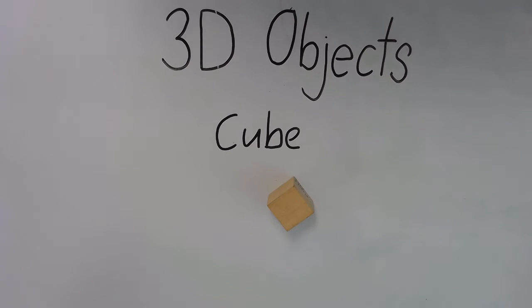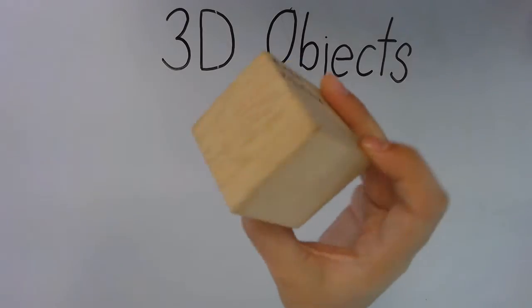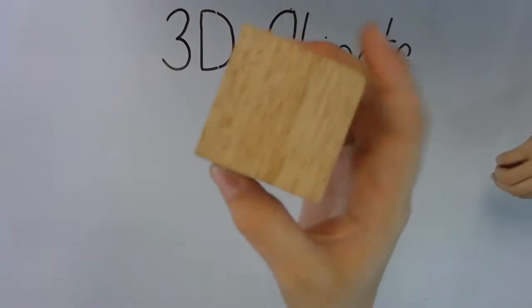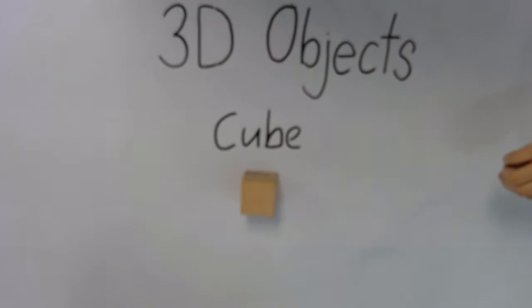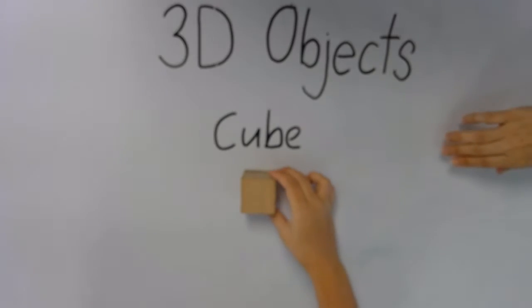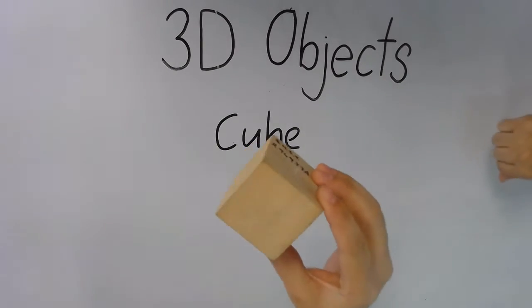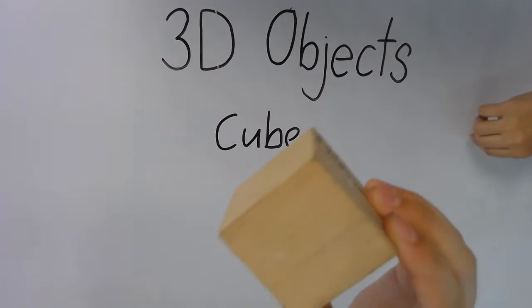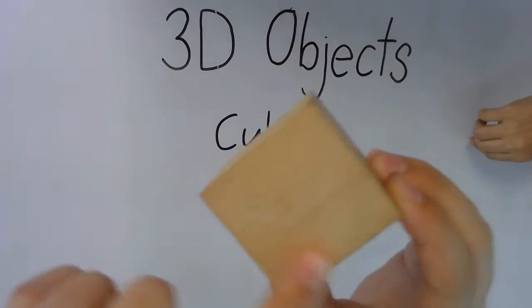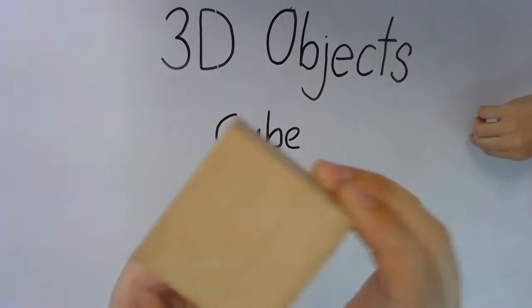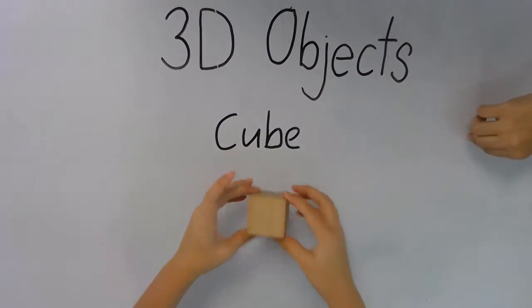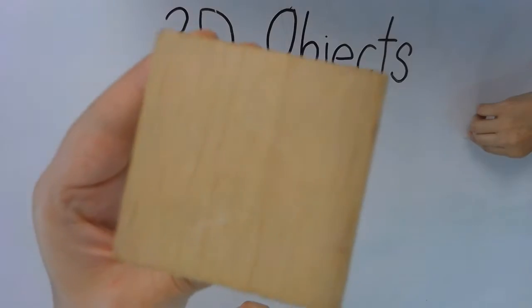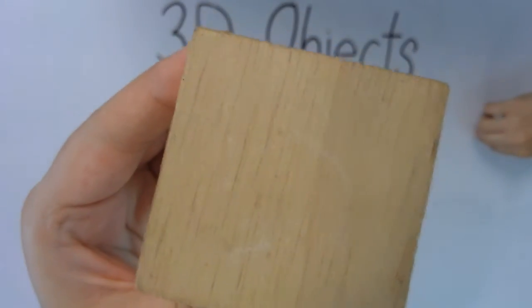Okay, the first 3D object we're going to look at today is called a cube. I'll just bring it closer to the camera so we can all have a look at it. When we talk about 3D objects, we need to learn some new mathematical language. A 3D object is made up of faces. If you look at this cube, a face is a flat surface on the top, the bottom and the sides. And what shape is that face? It is a square. So a cube is made up of square faces.